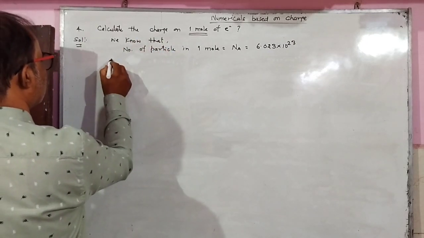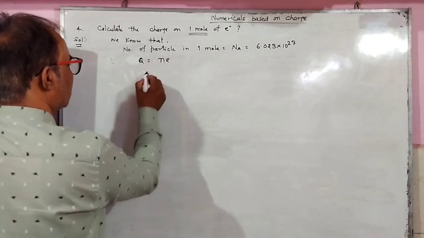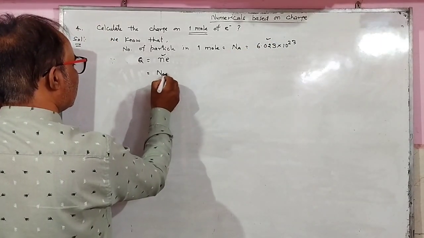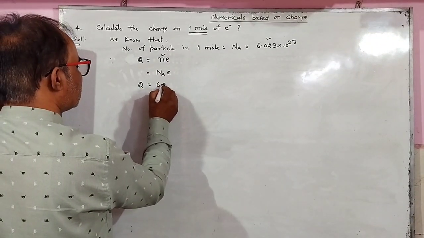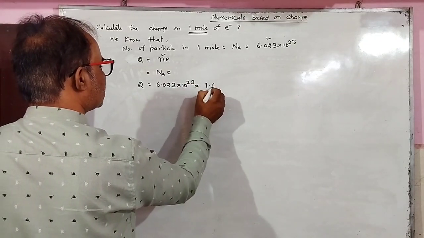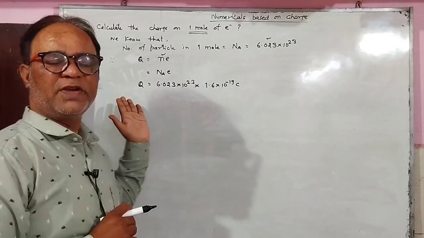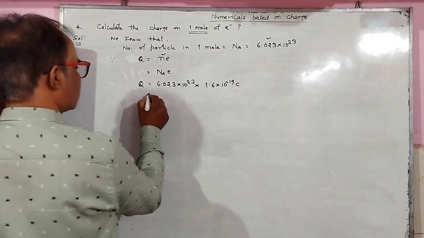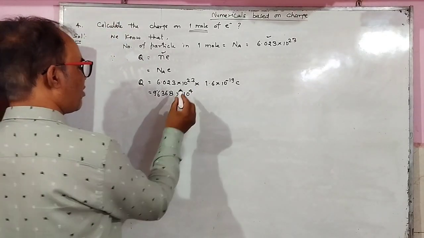Therefore we should use, since Q equal to ne, we are having n equal to this much, that is Na into e. Na implies 6.023 into 10 to the power 23, and e implies 1.6 into 10 to the power minus 19 coulomb. Here we have not used any of the sign. We just want to calculate the numerical value of the charge. So doing this we get 9.6368 into 10 to the power 4 coulomb.